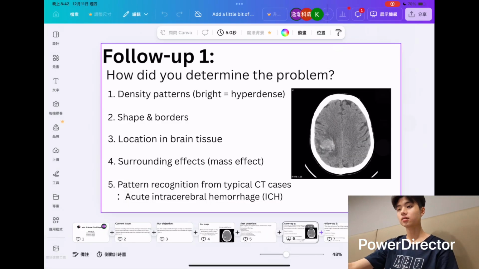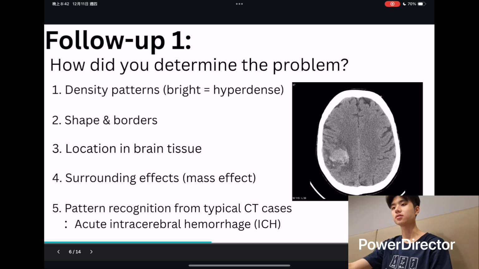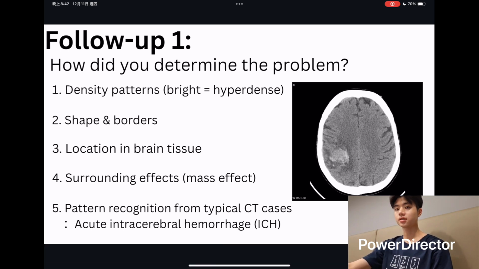Hello everyone, let's talk about the first question. How did ChatGPT determine the problem? First, it considers the density patterns. Look at the picture. The left hemisphere of the brain shows a very bright area, which represents a high-density substance. The most common cause for this is acute hemorrhage. It means acute bleeding. Number two, it considers shape and borders.